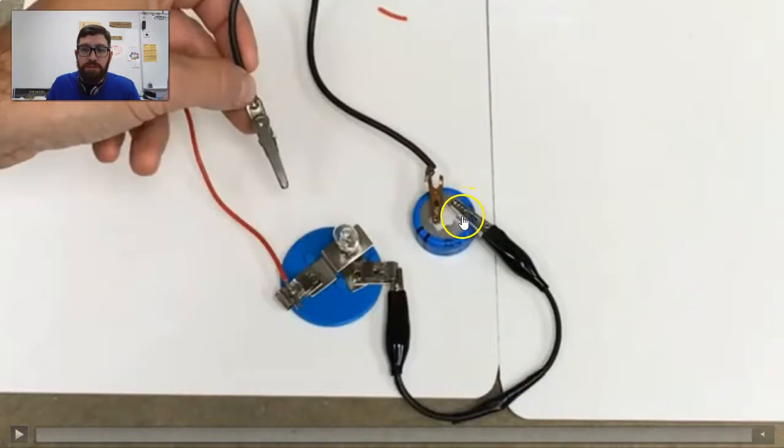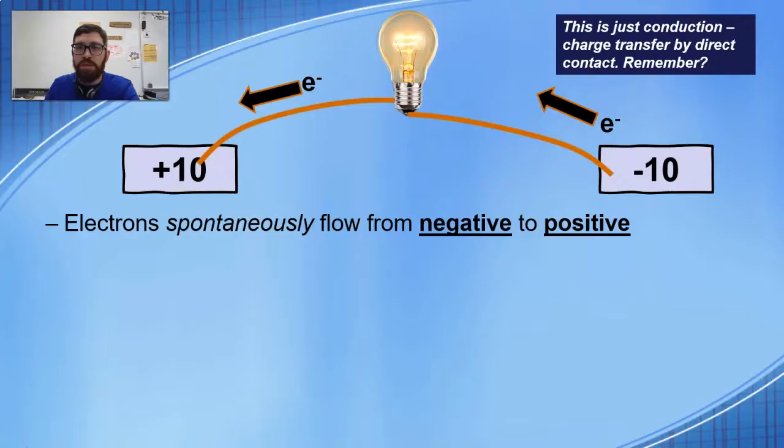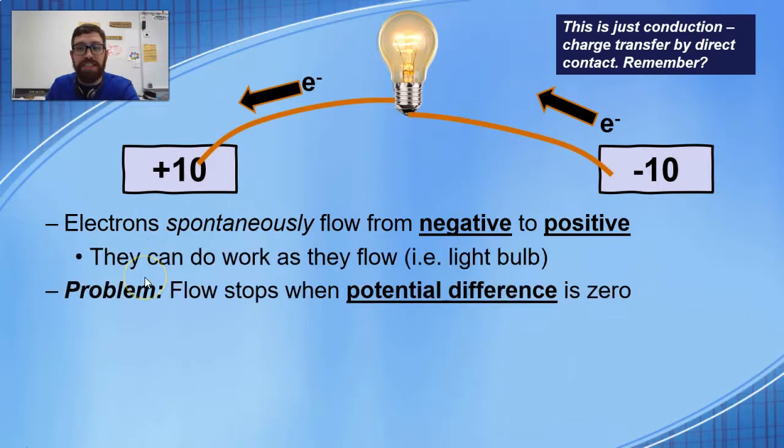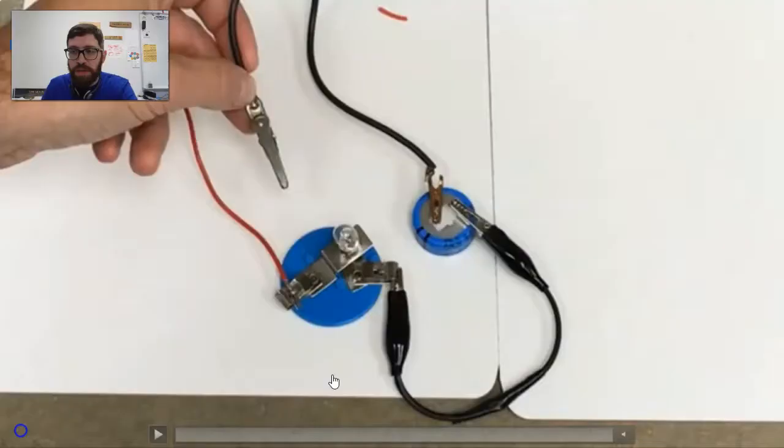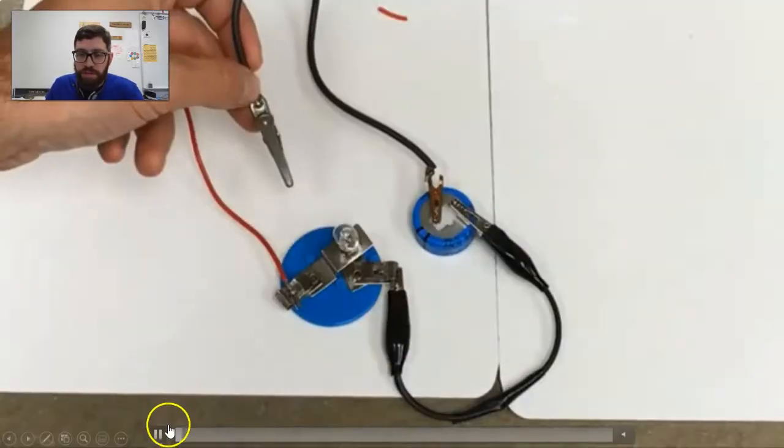So this is similar to this picture that I just showed you a little while ago, where we have a positive and a negative. We have negative that flows spontaneously to the positive. But as I said, the flow stops when the potential difference is equal. Watch what happens. All right, so here's our capacitor. We're going to start the video.